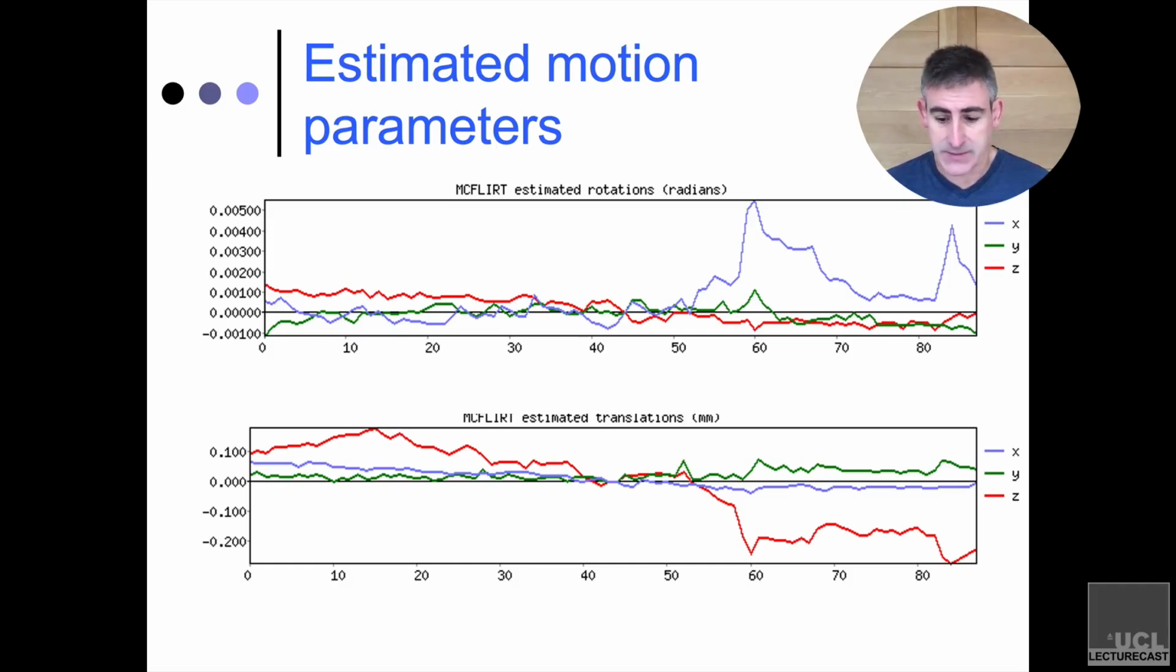And the nice thing with this subject is if you just looked at the plots, it looked like maybe around volume 60, this person moved a lot. But if you look at the y-axis, you can see that the huge movement from volume 55 to volume 60 is about 0.2 millimeters, right? That is not a big movement. That's a really good subject.